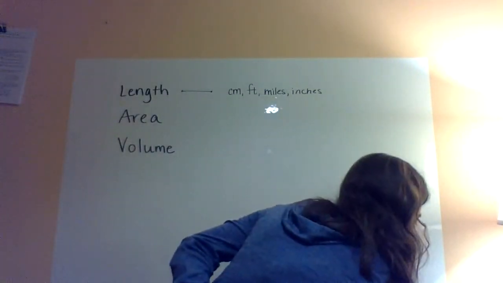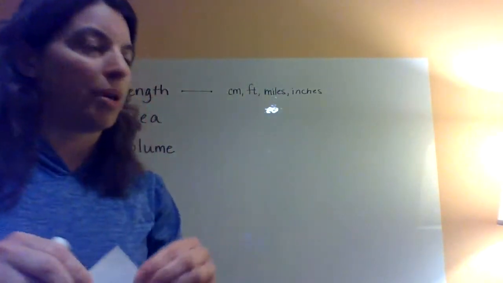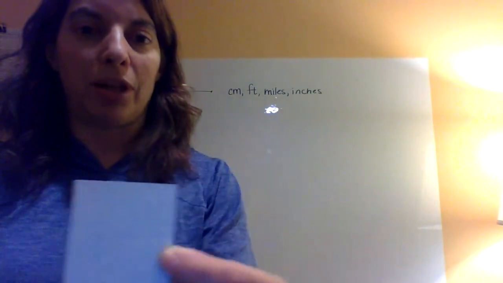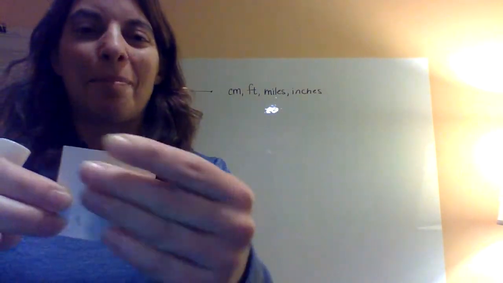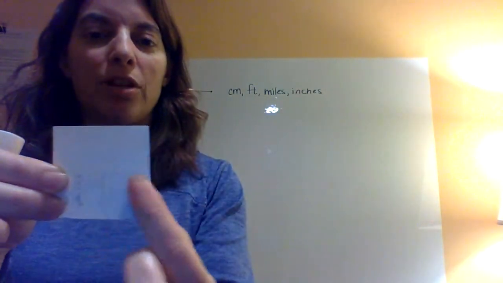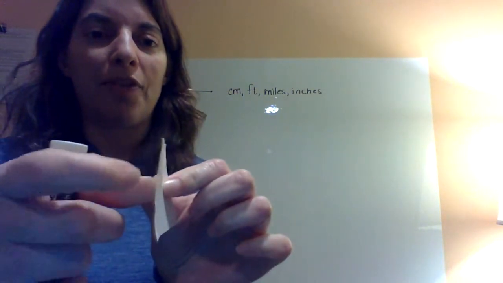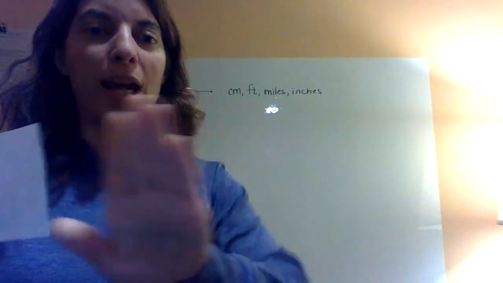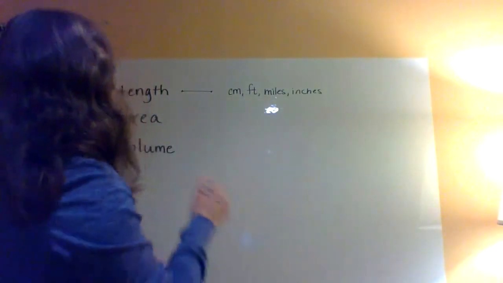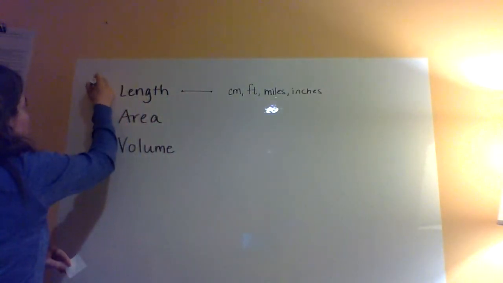Area, we could represent by my little piece of paper here. Probably should use different colors so it's easier to see. But this paper, it covers space going this way and going this way, but this is supposed to represent that it really has no depth. Okay, so area is just flat. It's 2-dimensional. So length is 1-dimensional.